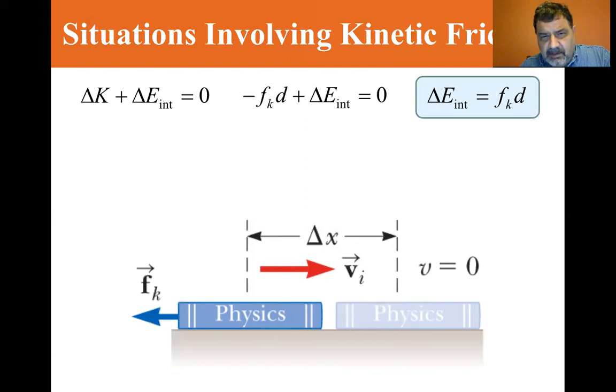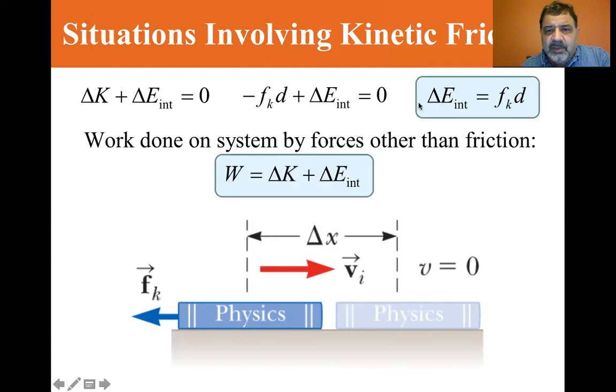Work done on the system by forces other than friction is equal to the change in kinetic energy plus the change in internal energy. So the reduced form of the energy conservation equation represents the non-isolated system model for energy for a system within which non-conservative forces act, friction being a non-conservative force.